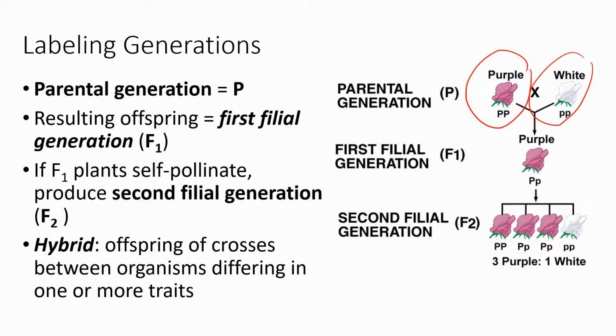Now that we understand the kind of biochemical nature of genetic inheritance, we know that his true breeding strains were homozygous for whatever trait he was looking at.